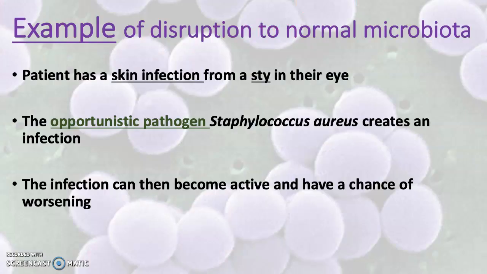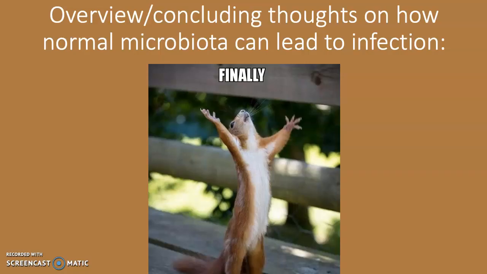One example of a disruption to the normal microbiota is, let's say a patient comes in with a skin infection from a sty in their eye. The opportunistic pathogen would be Staphylococcus aureus, which creates an infection. This infection can then become active and have a chance of worsening.